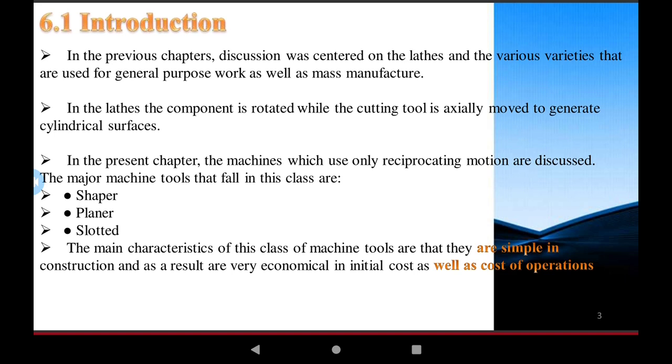They are simple in construction and, as a result, very economical in initial cost as well as cost of operation. The manufacturing operation is related to the motion of the machines. The shaper machine is related to linear and reciprocating motion, which has two types, forward and backward motion. The forward motion is provided to the work, the positive cut, and the reverse motion is not a cutting stroke for the work.